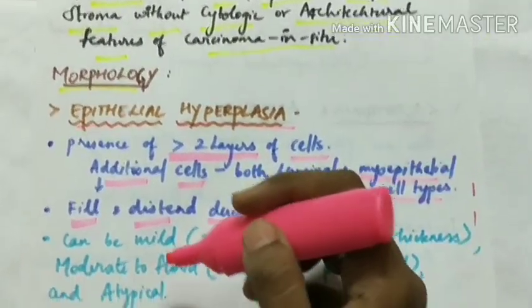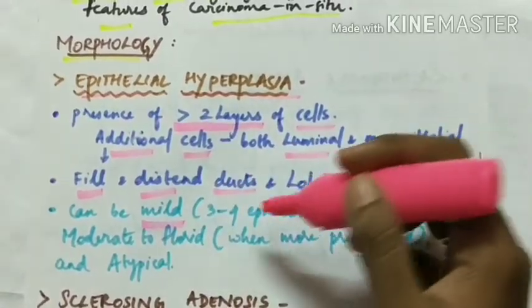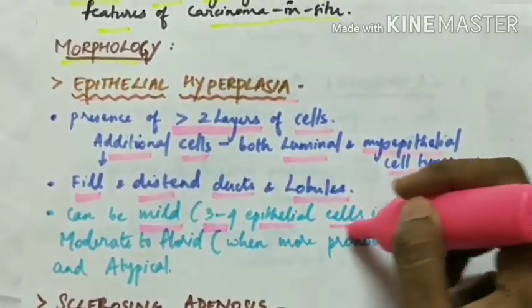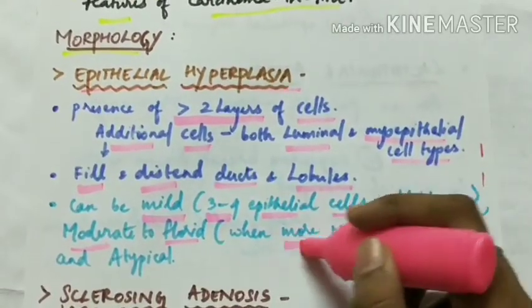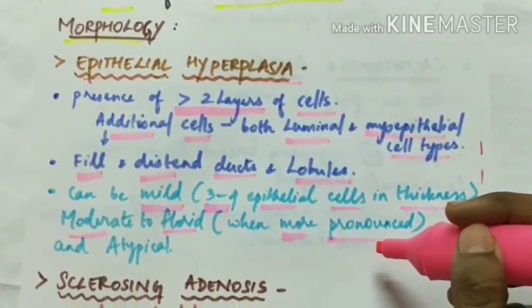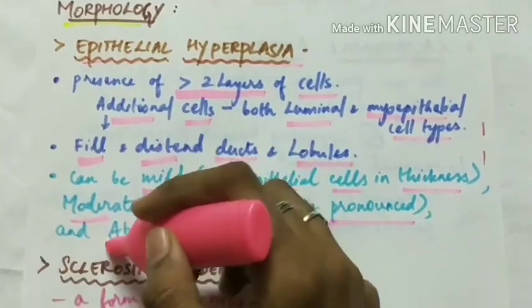Epithelial hyperplasia can be mild when there are 3 to 4 epithelial cells in thickness, moderate to florid when it is more pronounced, that is more than 4 epithelial cells in thickness, and it can be atypical.